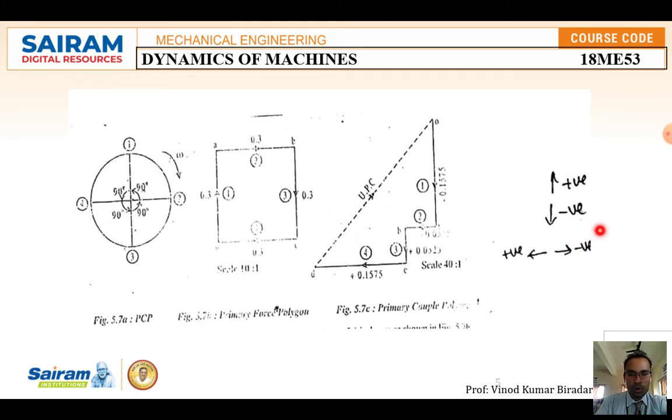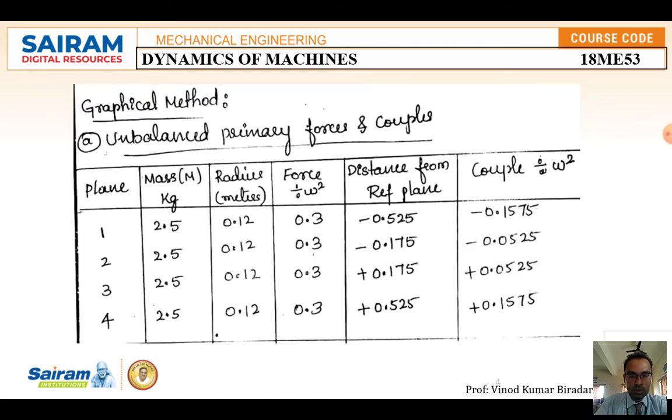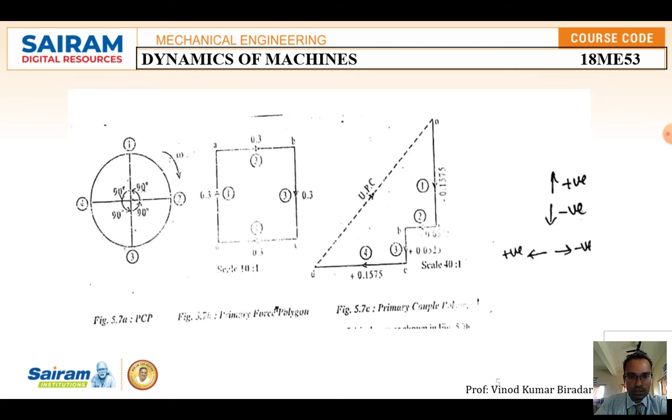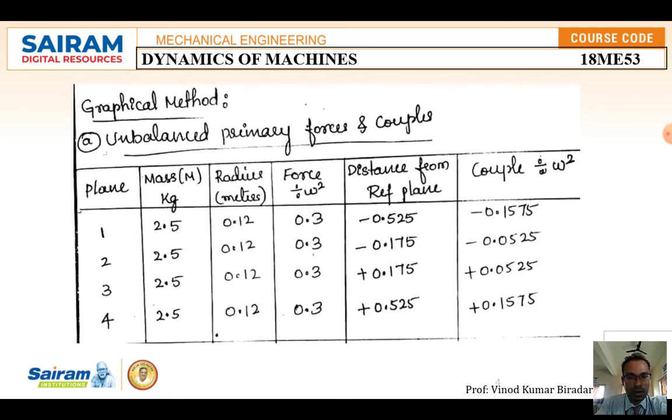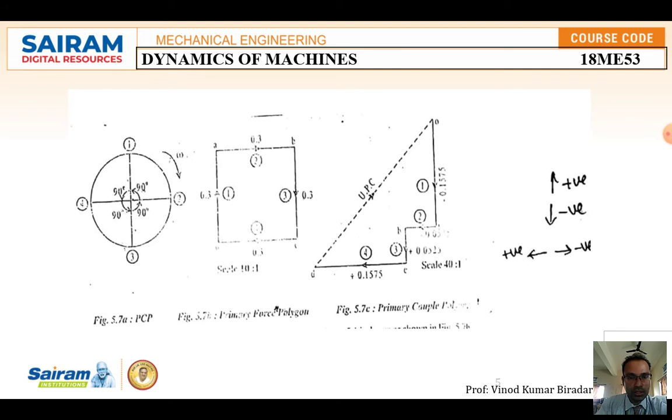Okay, positive O2, what I have shown here is reference plane to 1, that is 0 to A, minus 0.1575. You take the angle as 90 degrees. Again from here, B to A, the length given is minus 0.0525, that you have to write here.